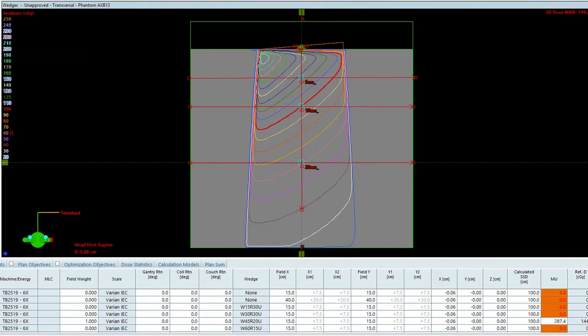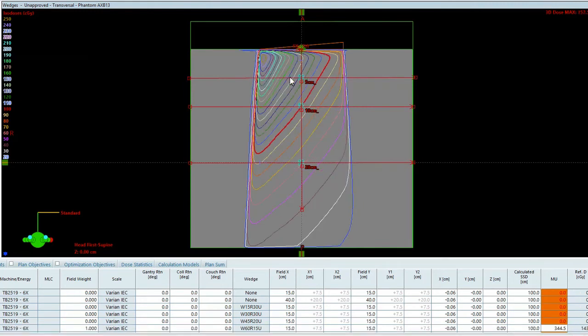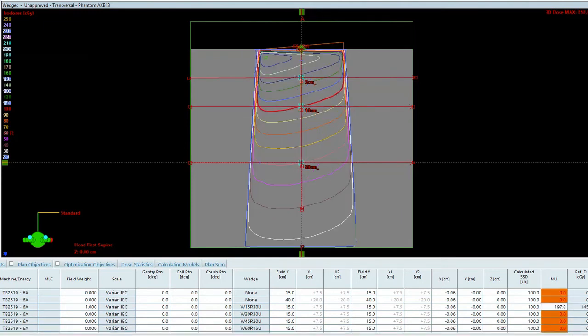And then finally, if I put a 60 wedge in, you can see what happens. I'm still normalized to deliver 100 centigray at 10 centimeters deep on the central axis, but now I'm letting through 250 centigray in the toe side of the wedge because of the transmission. I'm going to go back to 15 wedge, and I want to talk about beam profiles.